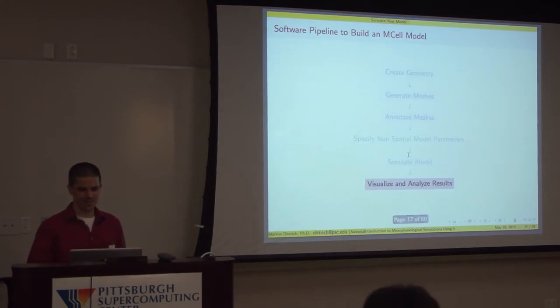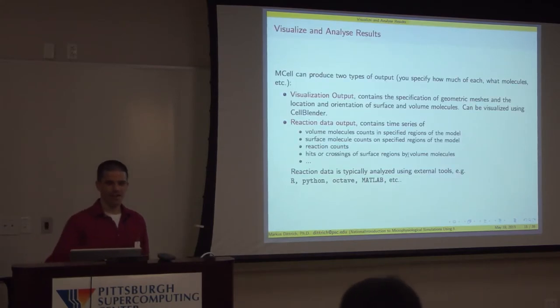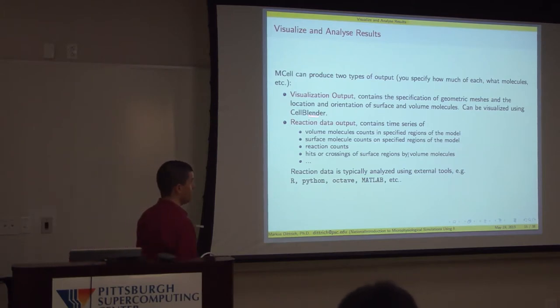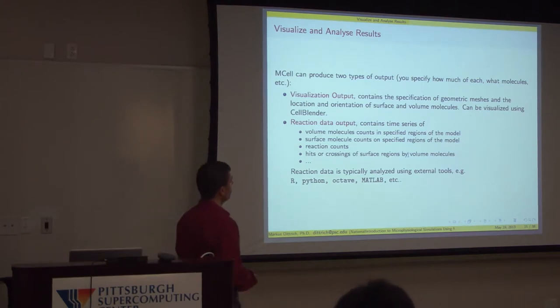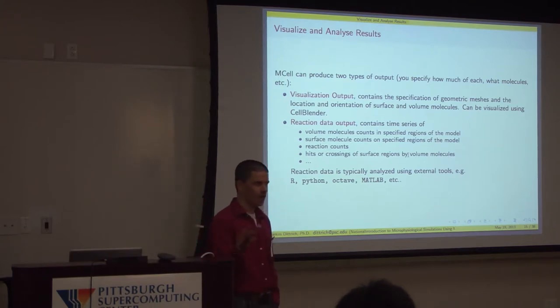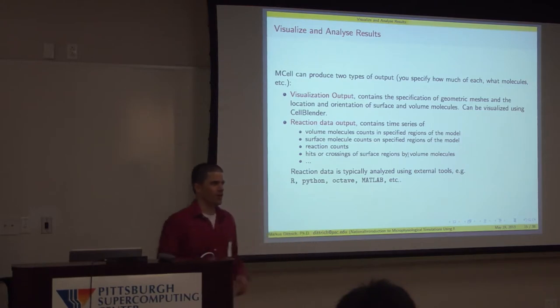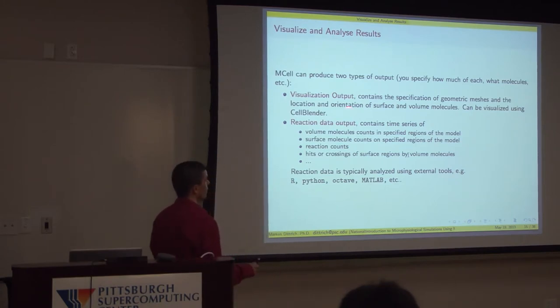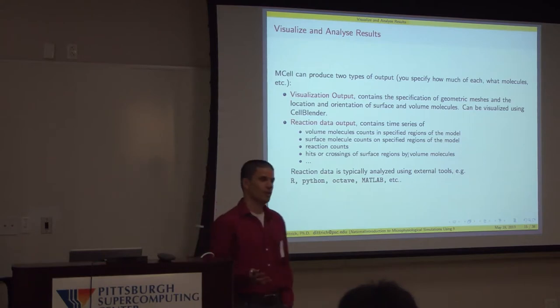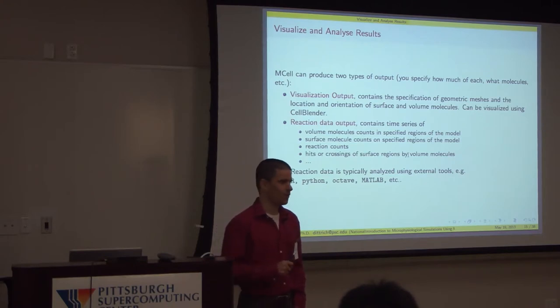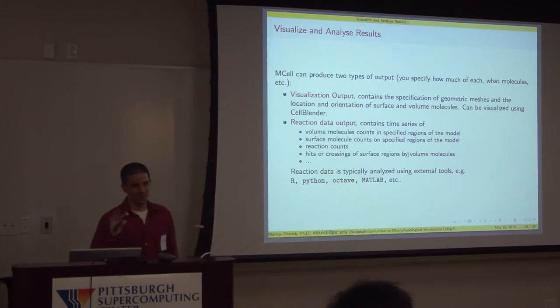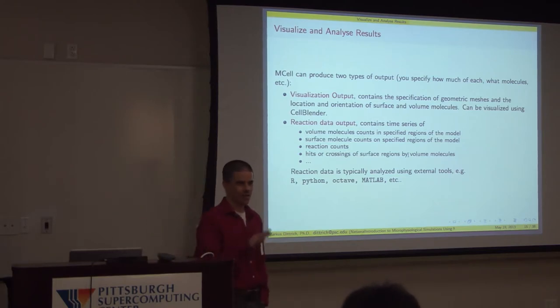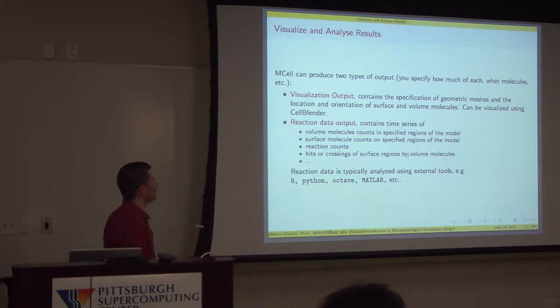So, visualize and analyze. I told you about this already. Visualization is data you can look at in CellBlender. And again, a reminder, do that especially in the beginning. Once your model is finished and you say everything's fine, you can quit outputting visualization output. In fact, you should, because visualization output tends to be large, and it slows down the simulation because it has to write to disk. So if you're confident you don't make any changes anymore, you might just want to turn it off to not fill up your disk.